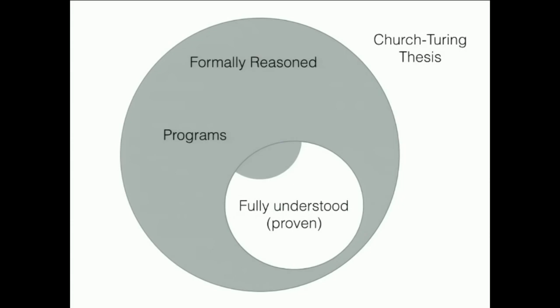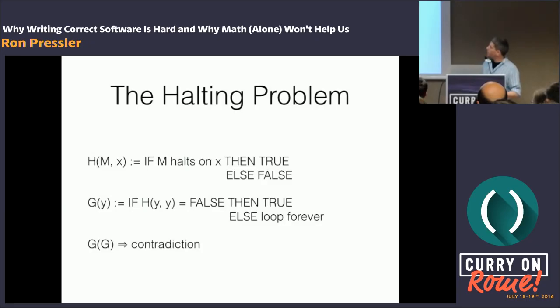Such an H does exist. And if it does, then we can easily construct a program G that inverts the result of H. And then we do diagonalization. We pass G to itself, and we get a contradiction between what G does and what H says it does. If H says that it never stops, then we stop. If H says it does stop, we loop forever. Therefore, there is no solution to the halting problem.